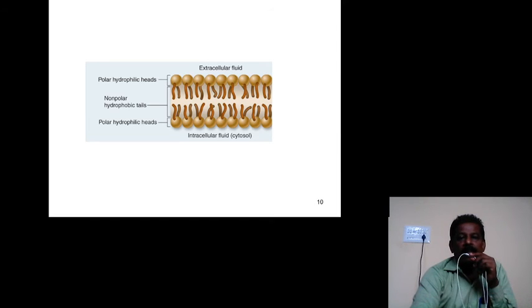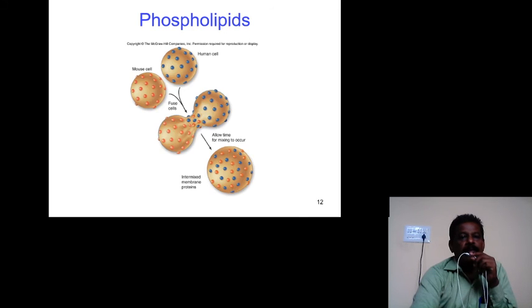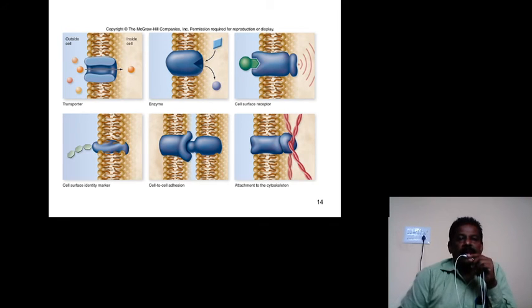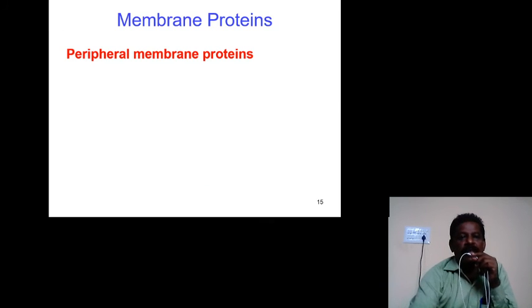so we call it fluid. Why is it called mosaic? See here, this is a bilayer in which a lot of protein molecules are impregnated here and there. These molecules give the appearance of a mosaic, whereas these fluid layers give you the buoyancy. That's why it's called the fluid mosaic model.